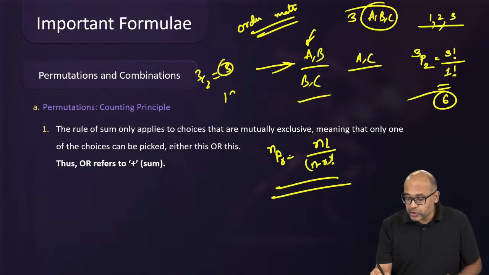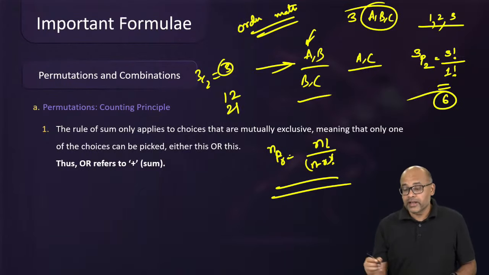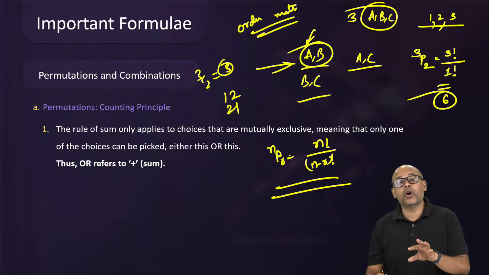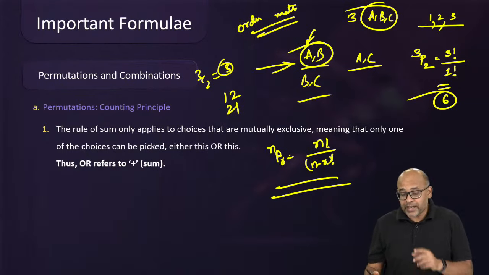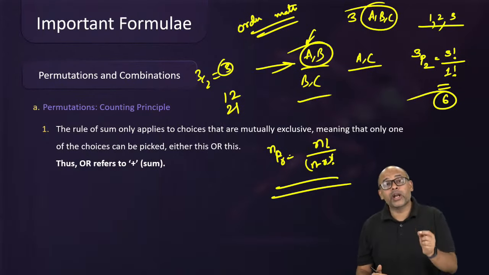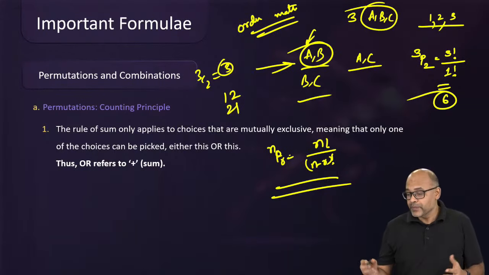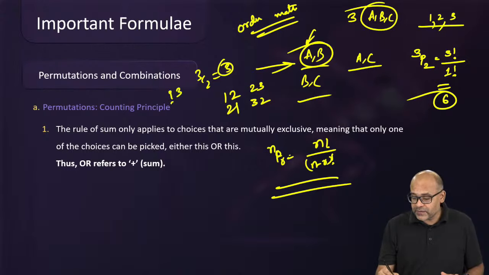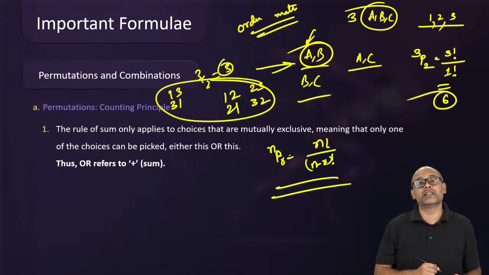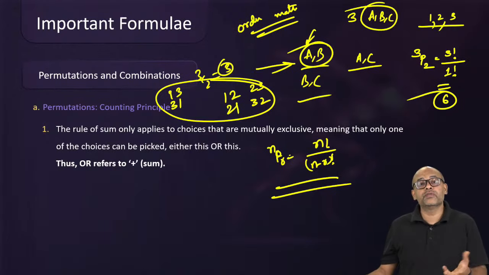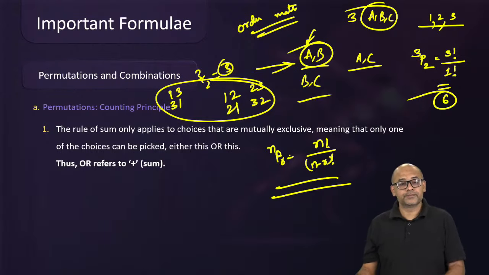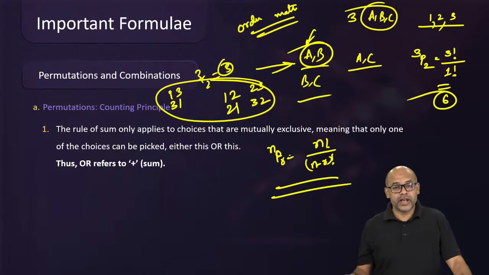Because 1, 2 is 12, whereas 2, 1 is 21. In the combination, your A, B or B, A are both the same. It doesn't matter to us. But when you're writing the numbers, 1, 2 is different from 2, 1. Similarly, 2, 3 is different from 3, 2. And 1, 3 is different from 3, 1. That is the reason why you get 6. So you will get more permutations than combinations when the number of things are the same. Right? Is it clear?